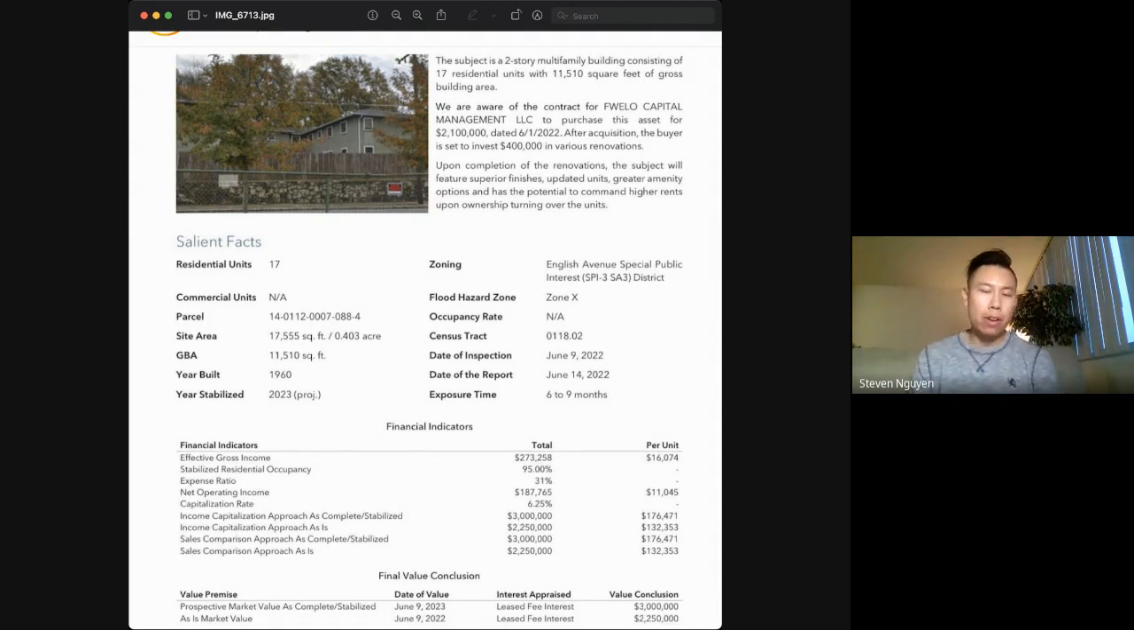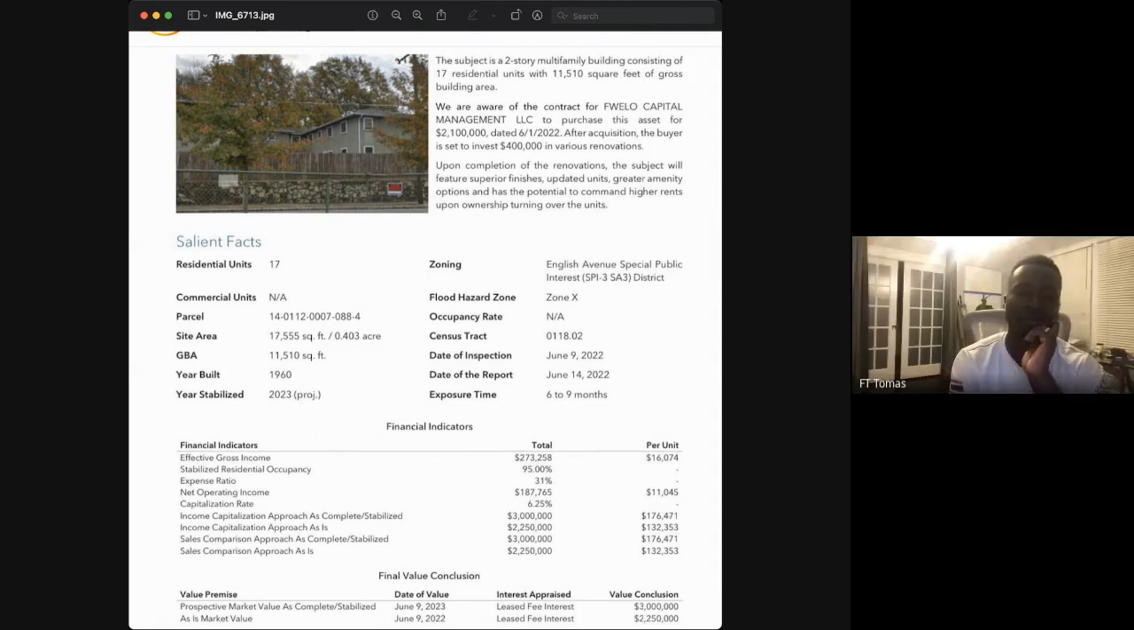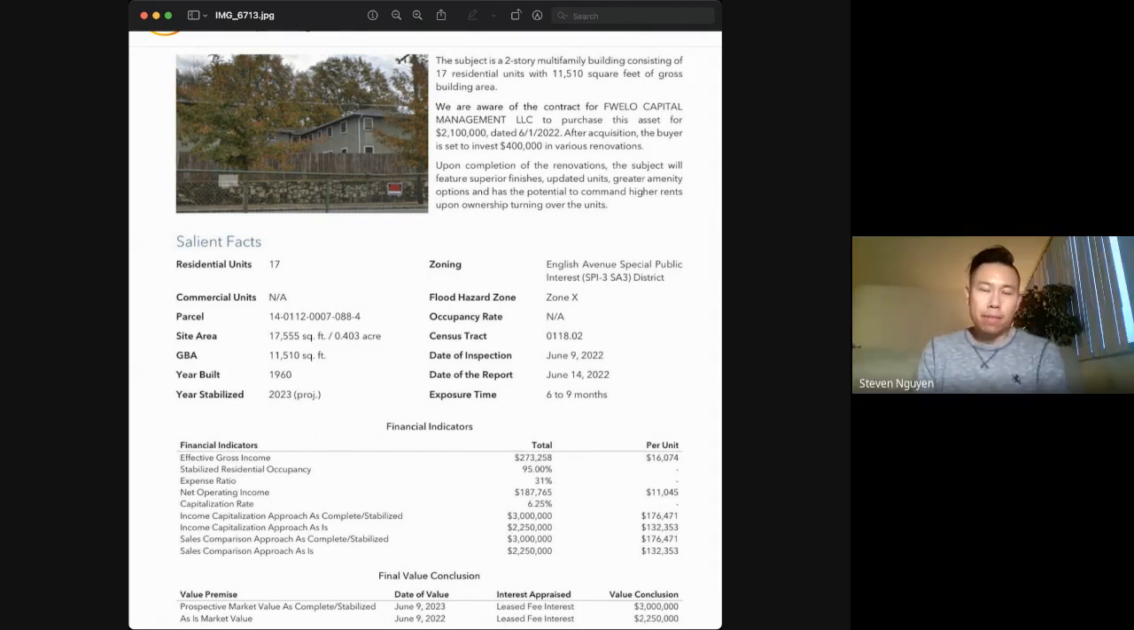So that's basically how I do my units. I'll renovate the first couple pretty nice, like really nice, and then I'll test the market. If it does well, great, continue. If it doesn't, then I'll say, you know what, I don't need to renovate these as nice as I thought, because the market doesn't demand it right now.